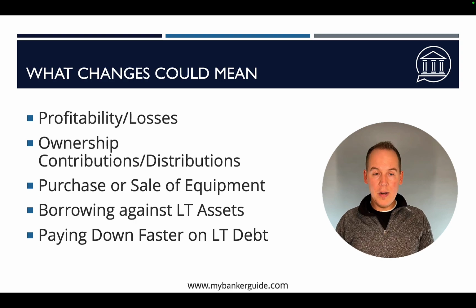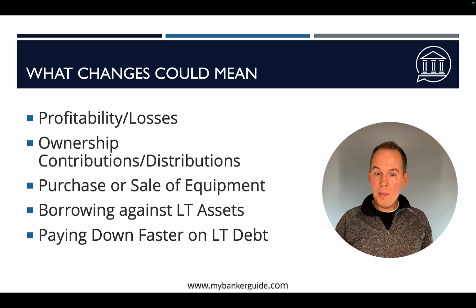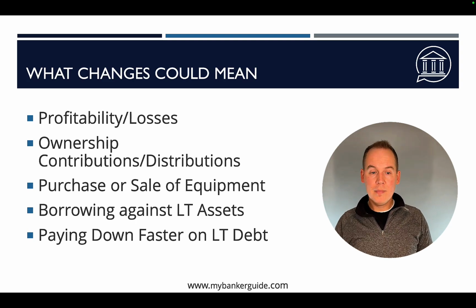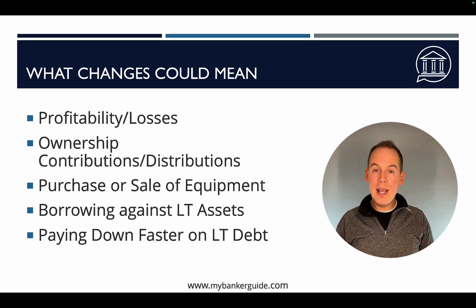Because your current ratio could go up and down because of contributions from the owner, distributions to the owner. Maybe they are buying equipment, maybe they're selling equipment. Maybe they are borrowing against long-term assets to get cash in the bank. Maybe they're paying down their long-term debt faster just to get rid of it. All of those things cause the current ratio to go up or down, but knowing whether that's for a good reason or a bad reason, that's where you come in, being able to talk with that customer.